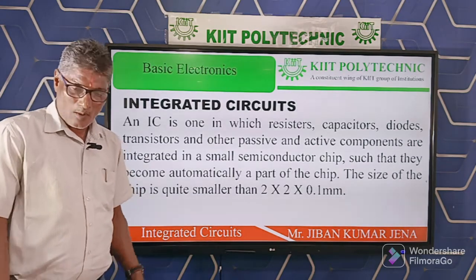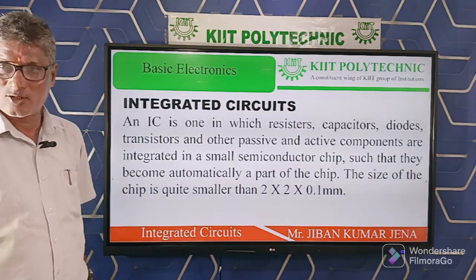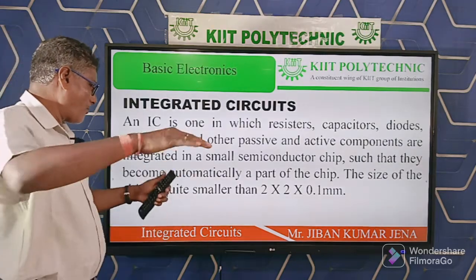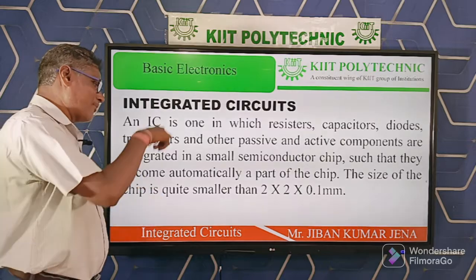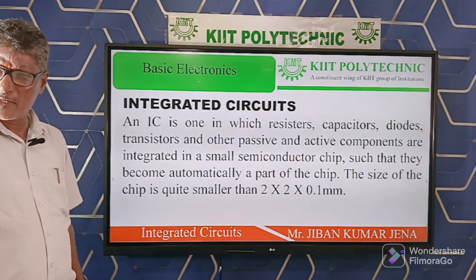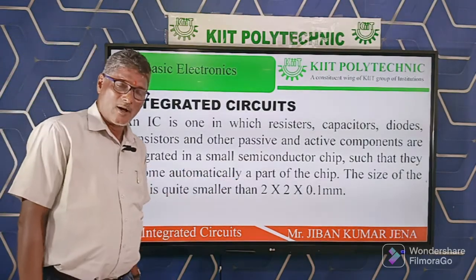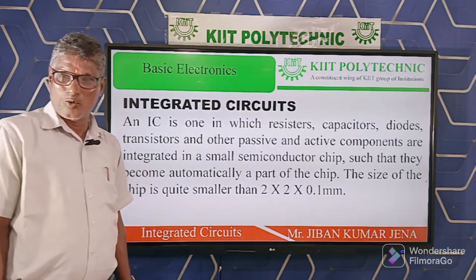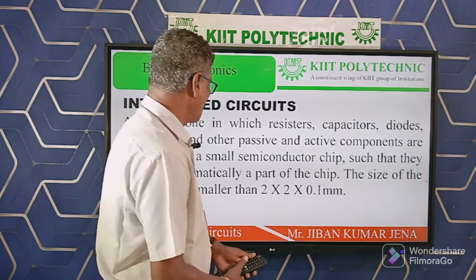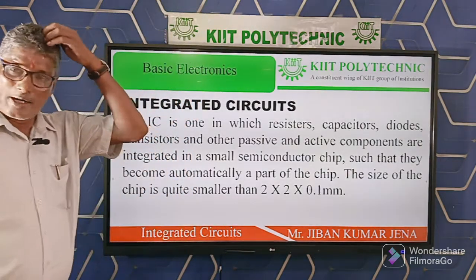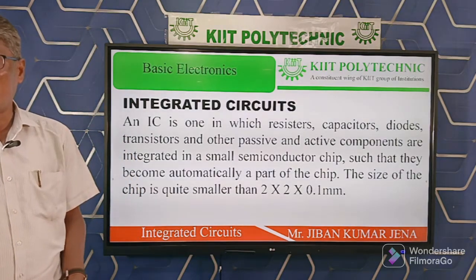That is why among each component they have proper cooperation. That means they are properly joined with each other. So it is said that they are automatically part of the chip, and its size is small, even less than 2 by 2 by 0.1 millimeter. So this is all about the introduction part of ICs.